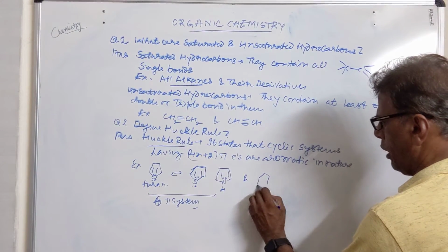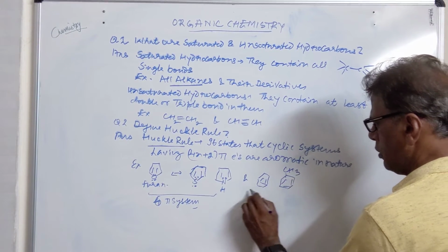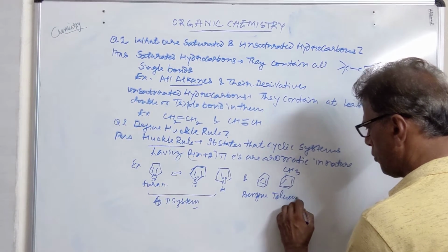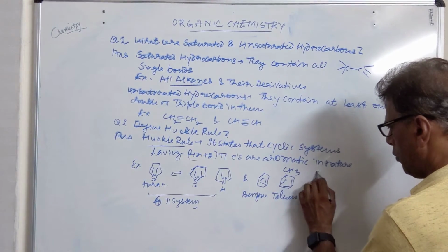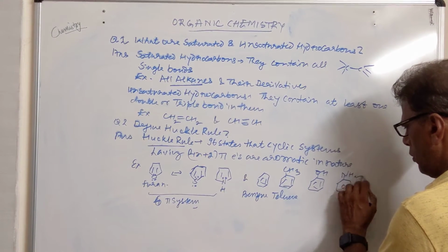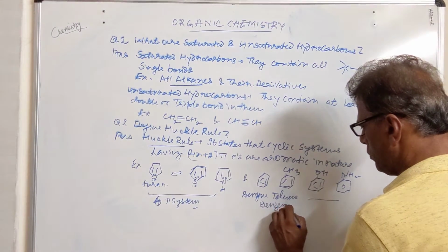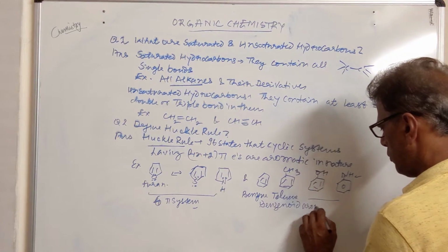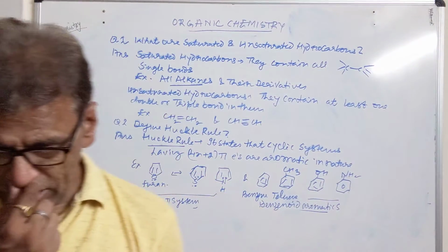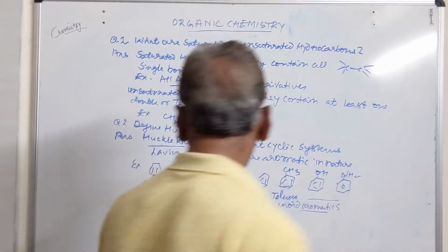Then we have benzenoid aromatics. They have 4n plus 2 pi electrons in the cycle of carbon atoms. This is benzene, toluene, phenol, aniline. They all are aromatic. They are called benzenoid aromatics. So these are the aromatics, benzenoid and non-benzenoid. Then we have the next question.